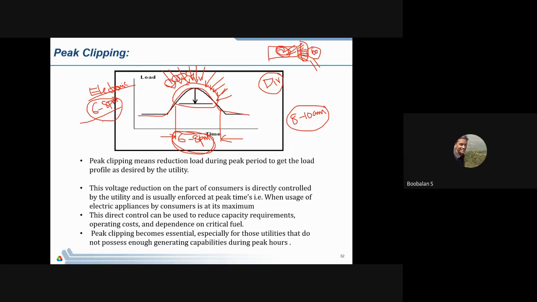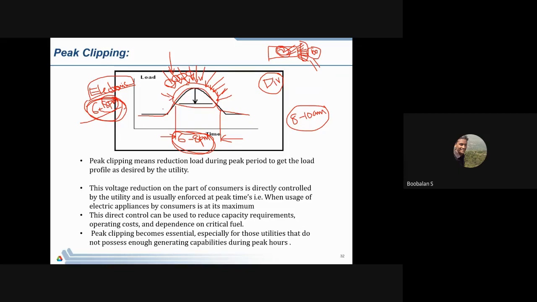Once I fix this time, this is my peak hour. This is a contract time between my customer and the supplier side. Once I fix the electronic timer at 6 to 8 p.m., the electrical equipment connected to the utility grid gets isolated. At 6 p.m. it is automatically disconnected and at 8 p.m. it is reconnected. By doing this, we are able to reduce the peak demand values.